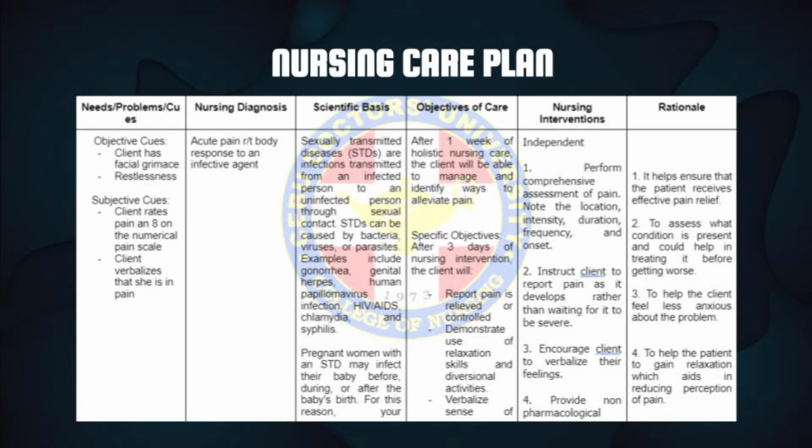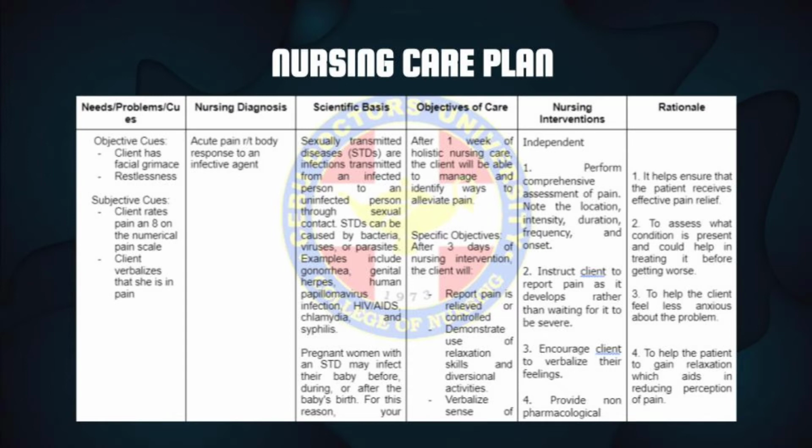So next, I'll be discussing the nursing care plan for STD. For the needs, problems, or cues, our objective cues: client has facial grimace and restlessness. For our subjective cues, client rates pain an 8 on the numerical pain scale. Client also verbalizes that she is in pain. So our nursing diagnosis is acute pain related to body response to an ineffective agent.